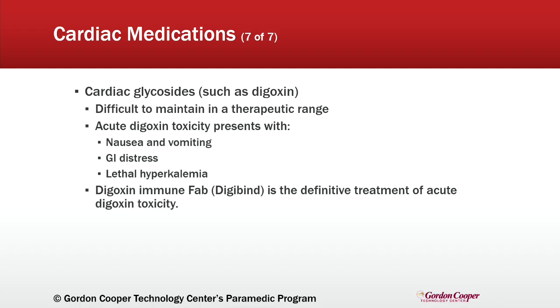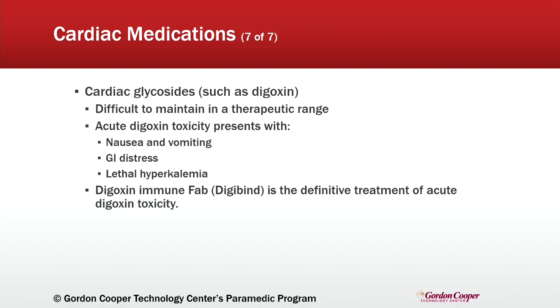Cardiac glucosides like digitoxin can be really challenging to keep within a therapeutic range. So patients often struggle with that. So it's not one of the more ideal drugs, but it's still used out there for patients at home. Acute digitoxicity may present with nausea, vomiting, GI distress, and lethal hyperkalemia. We'll see all those hyperkalemic things.